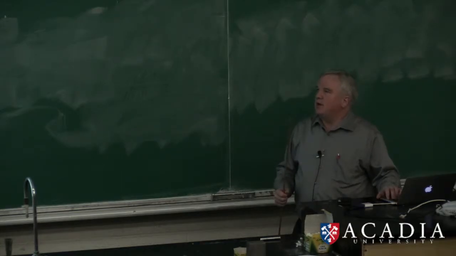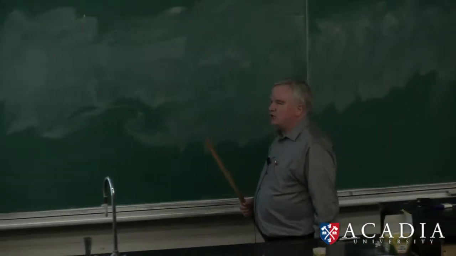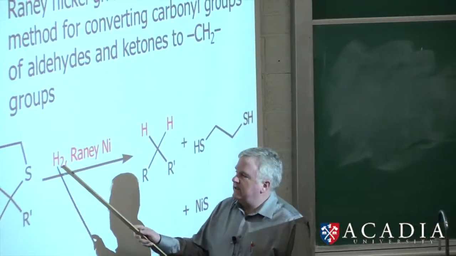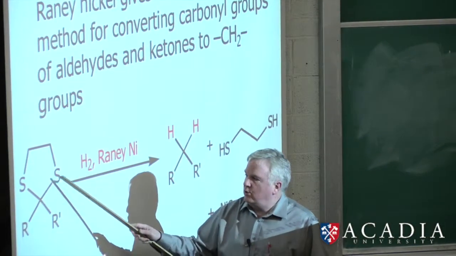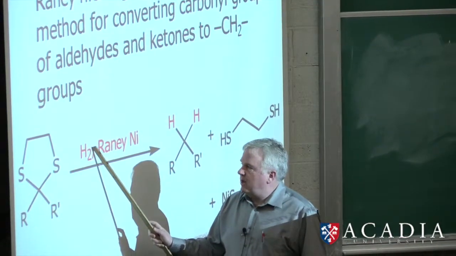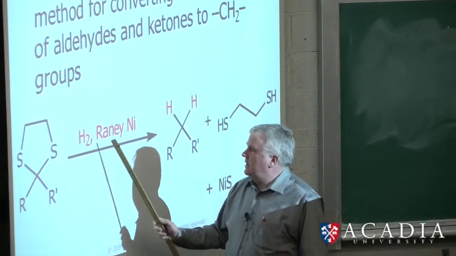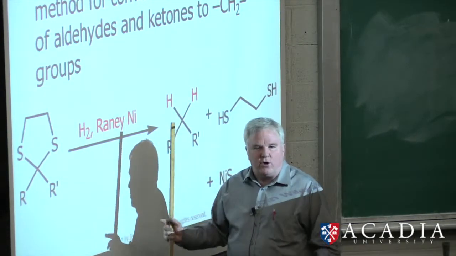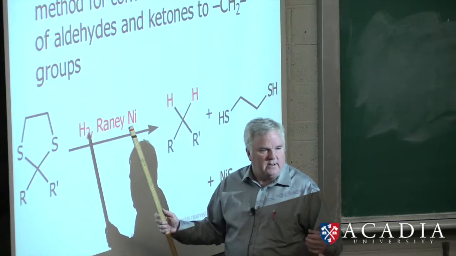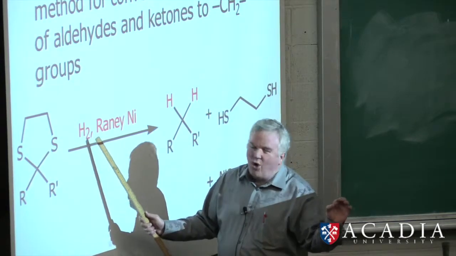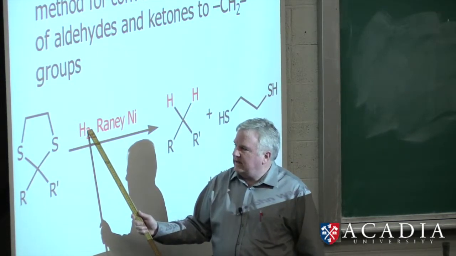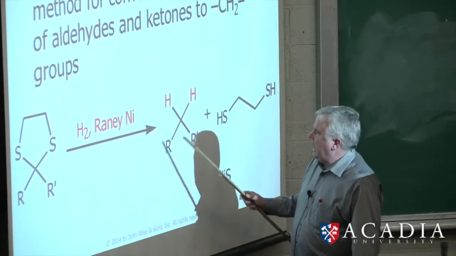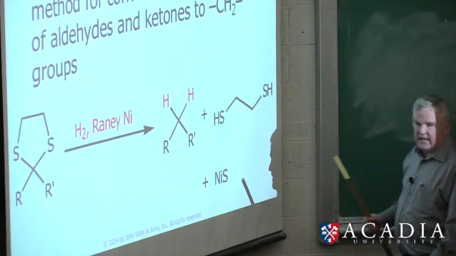This provides us with another way, and I don't want to get into this too much mechanistically, but we can reduce this functionality. We can reduce it with hydrogen and what we call Raney nickel. Raney nickel is nickel that is kind of infused with a whole bunch of hydrogen. It's put into the interstitial holes in the metal, and it also activates it and allows this to react with hydrogen, and we completely reduce it to a CH2 group.